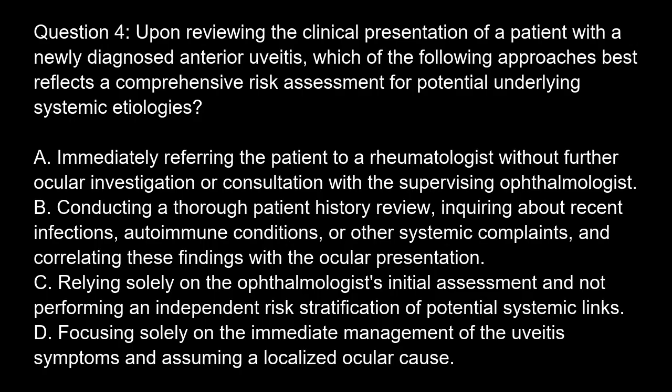Question 4. Upon reviewing the clinical presentation of a patient with a newly diagnosed anterior uveitis, which of the following approaches best reflects a comprehensive risk assessment for potential underlying systemic etiologies? Option A. Immediately referring the patient to a rheumatologist without further ocular investigation or consultation with the supervising ophthalmologist. Option B. Conducting a thorough patient history review, inquiring about recent infections, autoimmune conditions, or other systemic complaints, and correlating these findings with the ocular presentation.